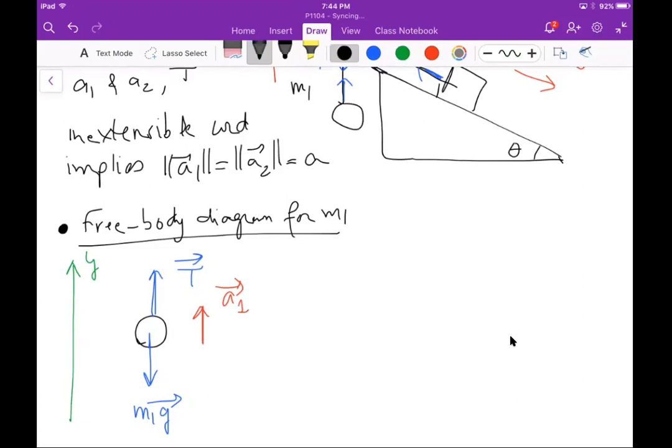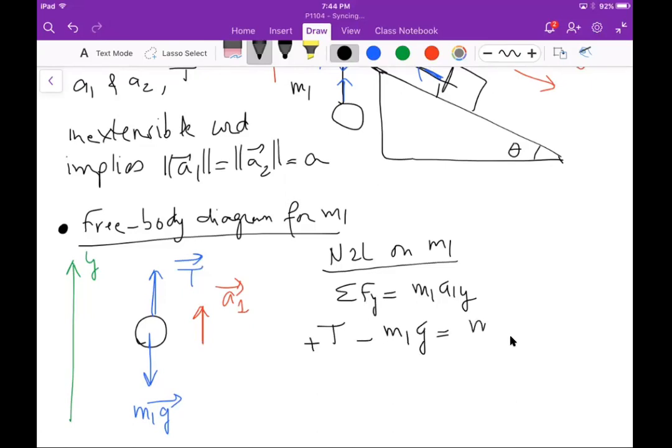All we have to do is to apply Newton's second law. So Newton's second law on M1: we can write down the sum of forces projected on the y-axis is equal to m1a1y. So we end up with plus T minus m1g is equal to m1a1, which is equal to m1a. So we end up with T minus m1g equals m1a, and this is the first equation.